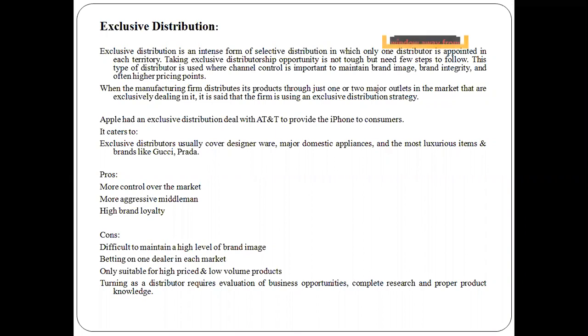Advantages are more control over the market, high brand loyalty. But the disadvantage is betting on one dealer in each market is difficult, and it is only suitable for high price and low volume products.